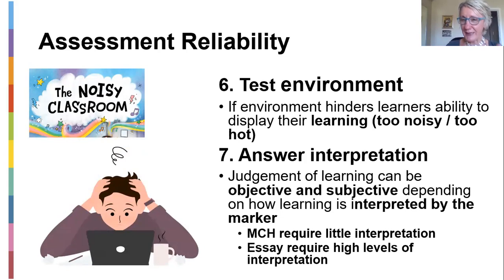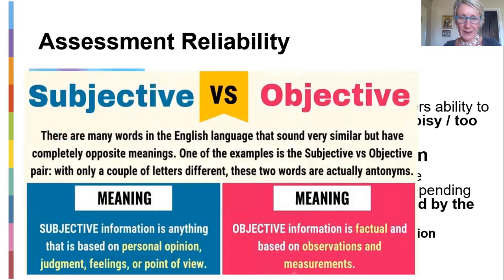So multiple choice requires little interpretation. The computer can mark it for you, but essays, long assignments require high levels of interpretation from the marker. So if you look at subjective, it means that it's based on my personal opinion, my judgment, my feelings, or my point of view. So often when I'm judging you, it's because of that. But I try to be objective because I've got my rubric and I try to apply those criteria across the board in a standardized way. Whereas if it's objective, it's factual, it's based on observation, measurement, which is what the online trackers do as well. We try to be as objective as possible. That's why we have rubrics and very tight marking guides.